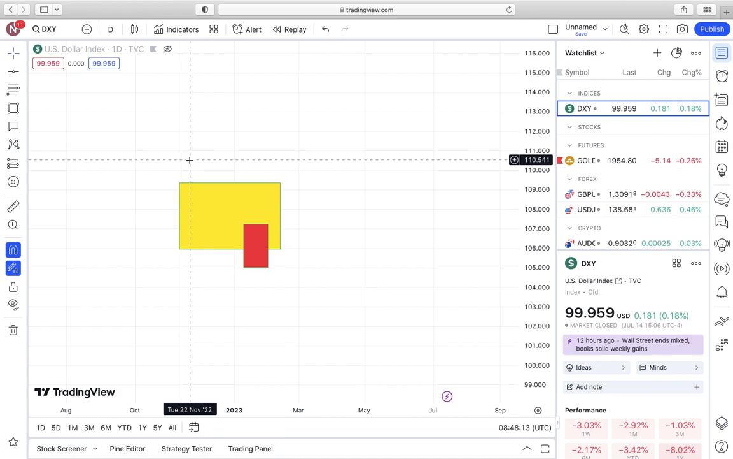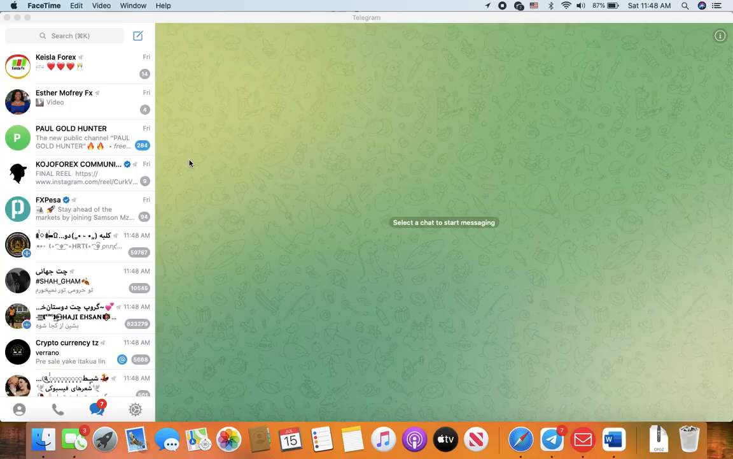Once it is broken with the body, that is called the actualization of that resistance zone, and that is a signal for you to continue selling that market. And if it is the support zone that is violated by the body, you should start buying that market.